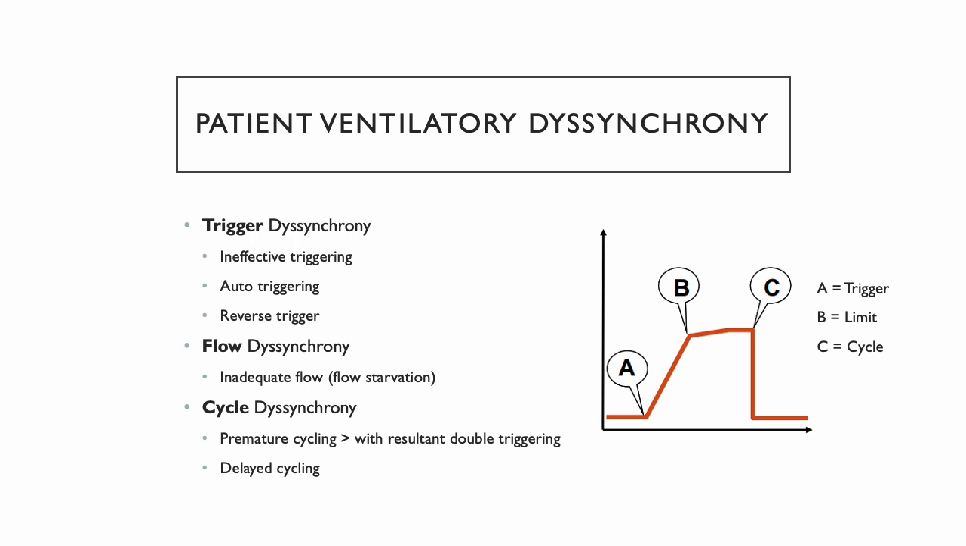For limit dyssynchrony, a common example is that of flow starvation, where the ventilator delivers an inadequate flow to the patient's demand. Lastly, in cycle dyssynchrony, the ventilator can either cycle off too fast in expiration, which is known as premature cycling with resultant double triggering, or too slow into expiration, which is known as delayed cycling.